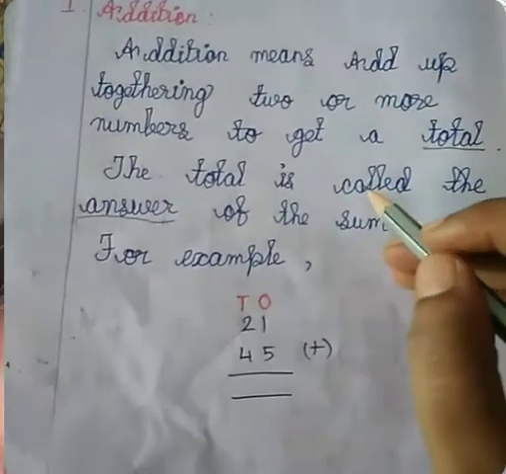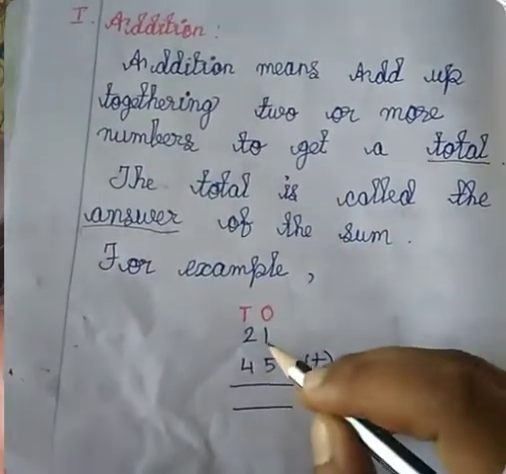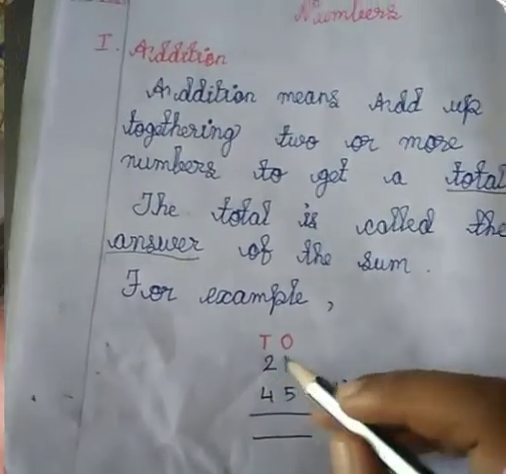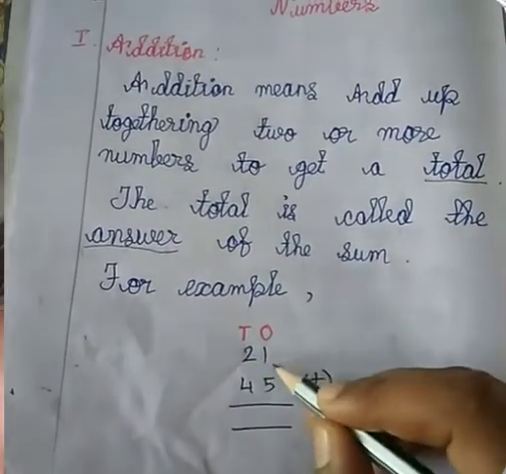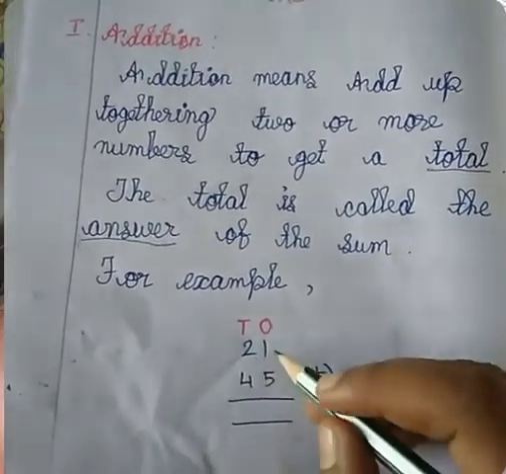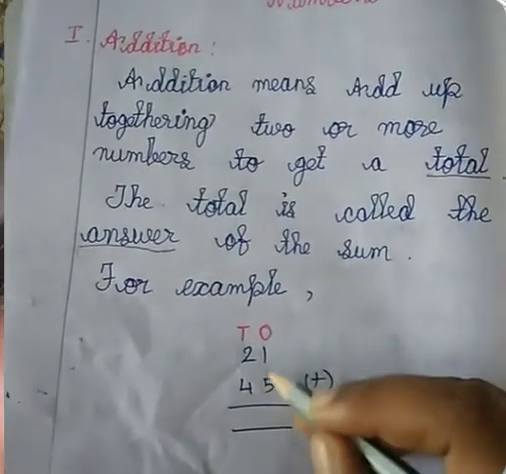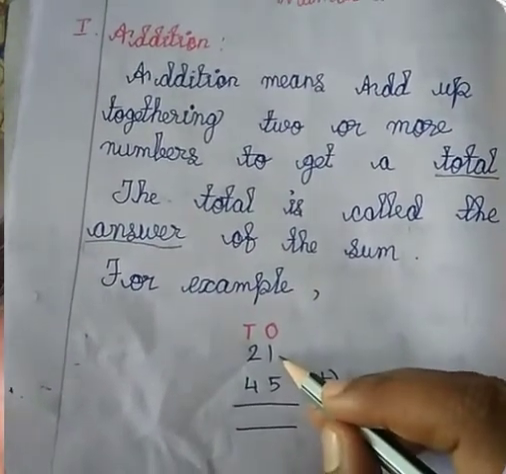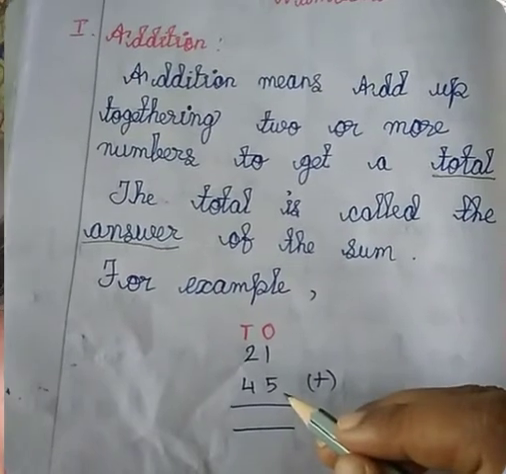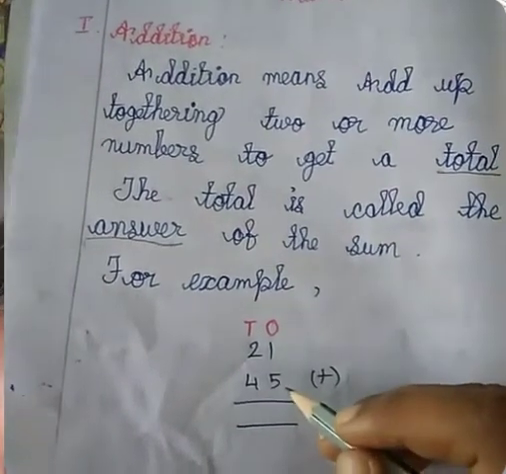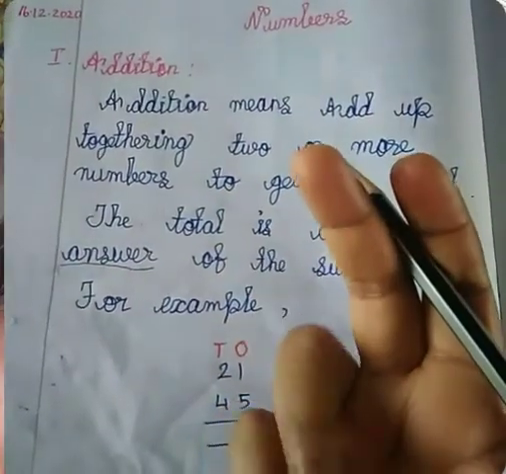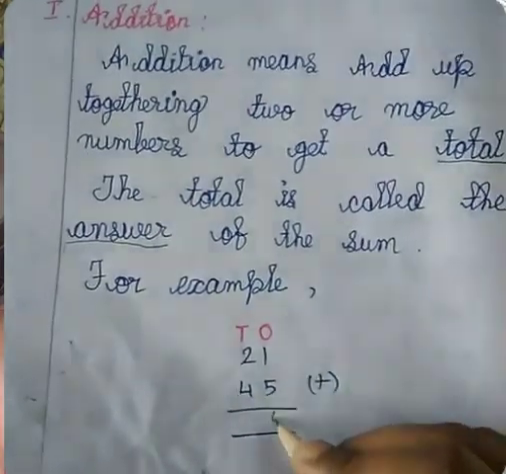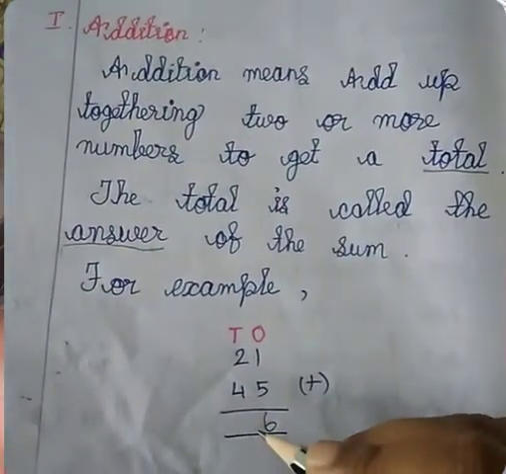For example, you have to solve this sum. How do you add? First you consider the ones column. You already know that in a two digit number, the first one is the ones column and the second one is the tens column. First you add the ones column. In the two numbers you add the ones column first. You keep the number 1 in your mind and 5 on your fingers. One, after that 2, 3, 4, 5, 6. What is the answer? 6. You write 6 in the ones place of the answer.